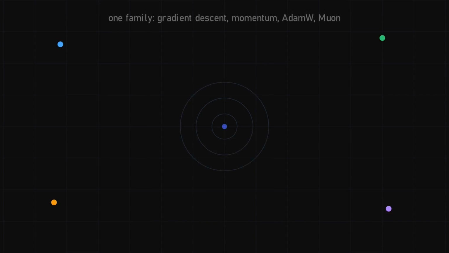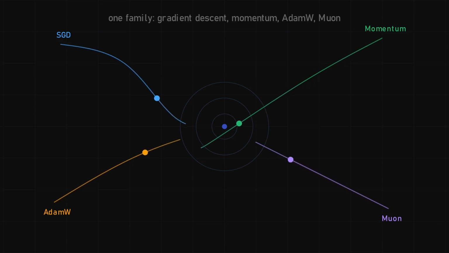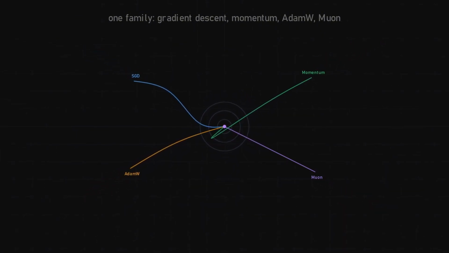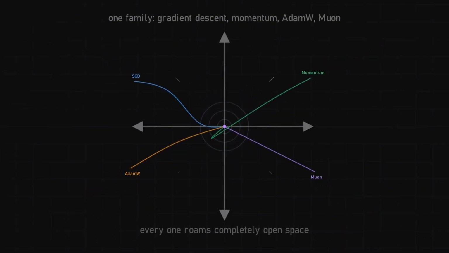So now we have a family: gradient descent, momentum, AdamW, Muon. They all argue about how to choose a direction, but step back and look at what they share. Every one of them roams completely open space. The only question anyone can answer is, which direction reduces the loss right now? Then they go there. No fences, no forbidden regions. That's fine usually. For most weights, go wherever reduces the loss is exactly what you want.